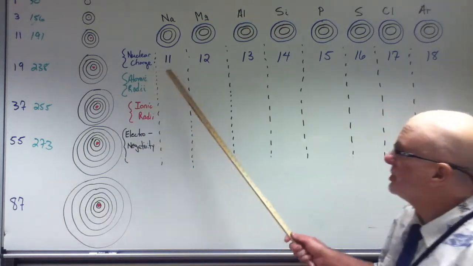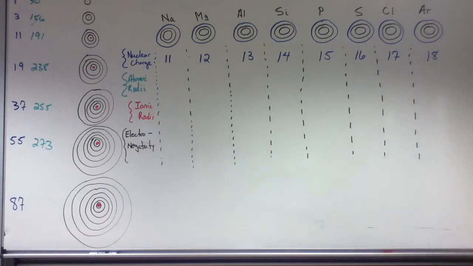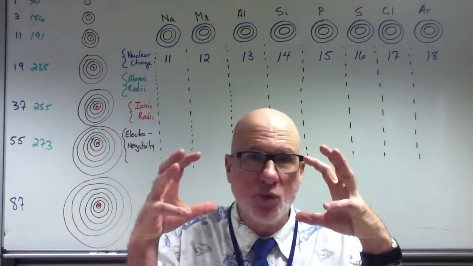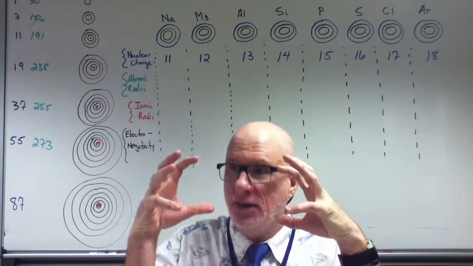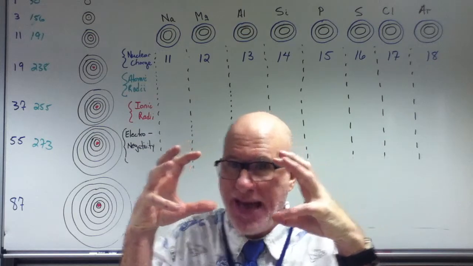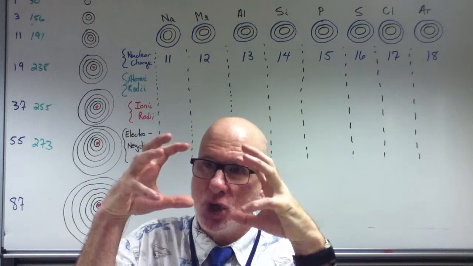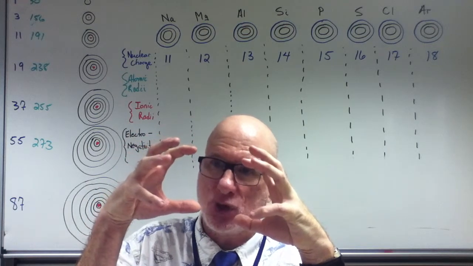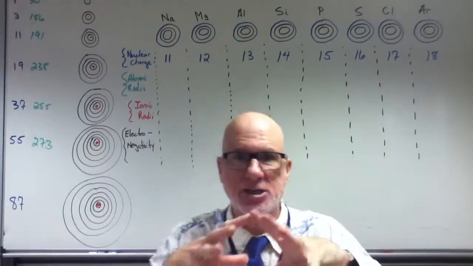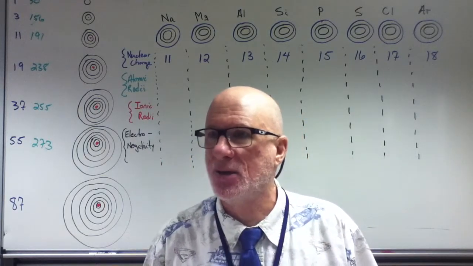But look at the nuclear charge. This is the nuclear charge: 11, 12, 13, 14, 15, 16, 17, 18. What would you predict would happen to the third ring? The one in blue is the valence ring. What would you suspect would happen to that ring if you're increasing the nuclear charge? Would you expect that ring to be drawn closer to the nucleus, or would you expect that ring to be expanded away from the nucleus?